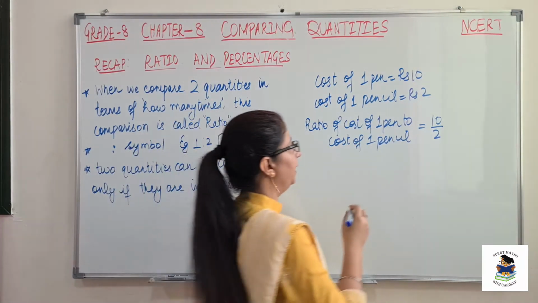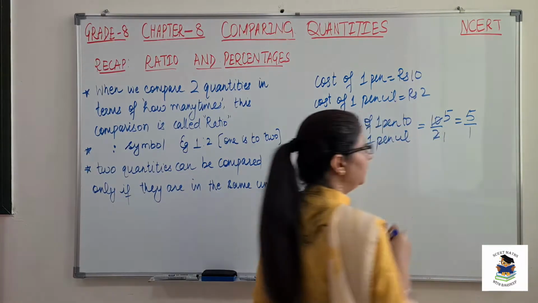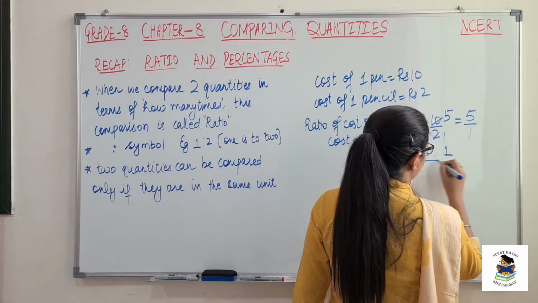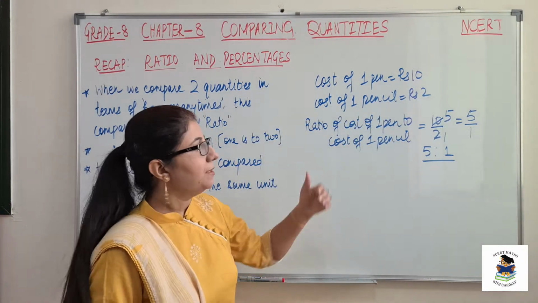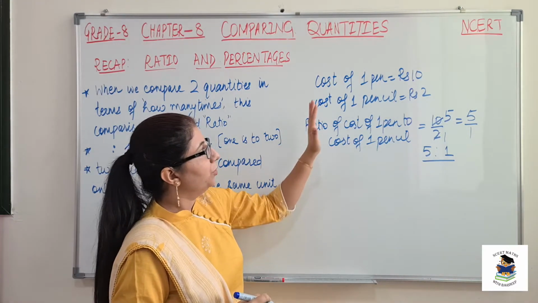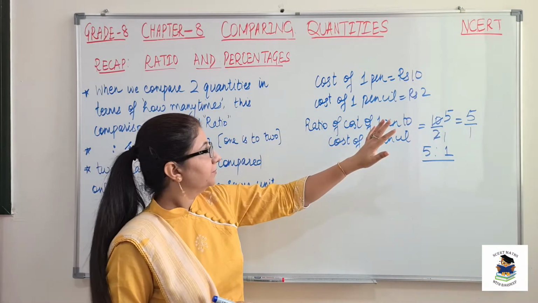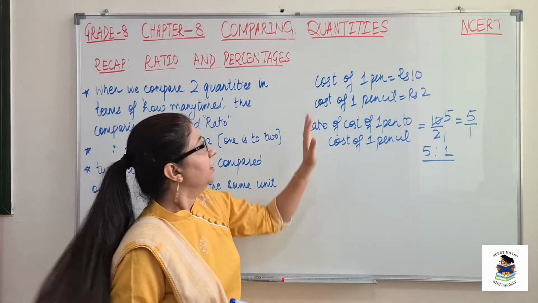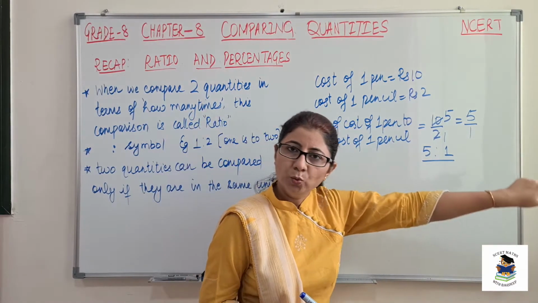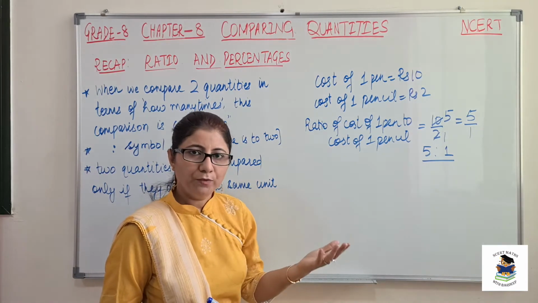Then we will simplify it and the answer is 5 by 1. So this is our ratio and we will write this as 5 is to 1. Now what is the meaning of this 5 is to 1? This means that the cost of one pen is 5 times the cost of one pencil. So this is how we are comparing the prices of two different items.